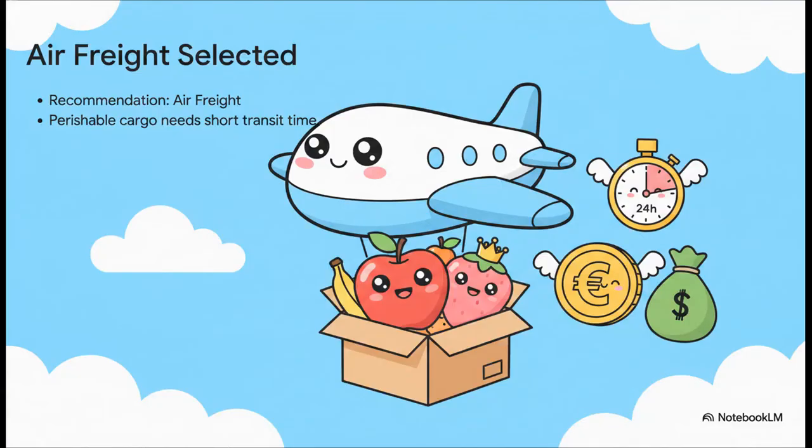If you guessed air freight, you are absolutely spot on. But why? Well, it comes down to the cargo characteristics. Fresh fruit is highly perishable, which means a very short transit time is absolutely non-negotiable if you want to preserve the quality. In this case, speed is everything. And yes, while air is by far the most expensive mode, those premium European buyers are willing and completely able to absorb the higher transport cost just to get that fresh, on-time delivery.